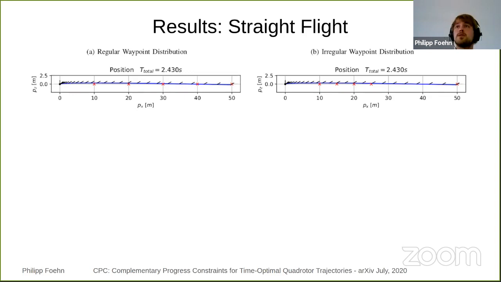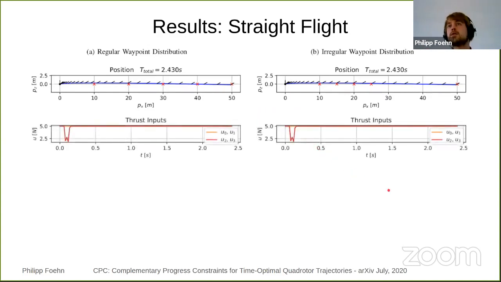So we get a solution that has an equal total time in both cases, flies the same trajectory, uses the same inputs, which furthermore are bang-bang inputs, where we only spend a little bit of time away from the maximum thrust at the beginning to introduce some rotation. But then we spend all the inputs fully at the maximum, or at the upper limit of what's possible, to accelerate as fast as possible along the trajectory. And we get this exactly the same way in both scenarios.